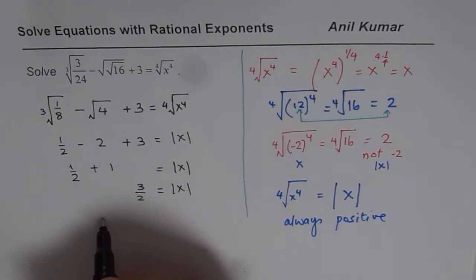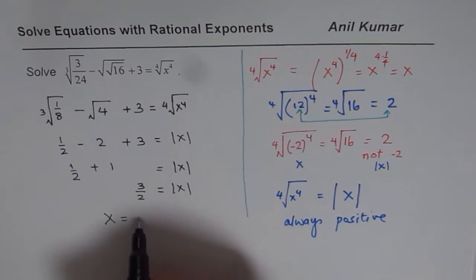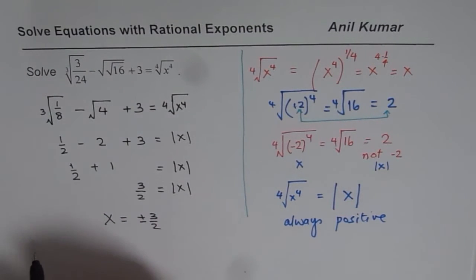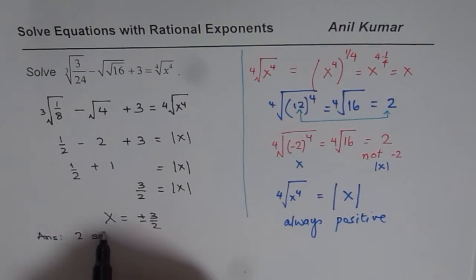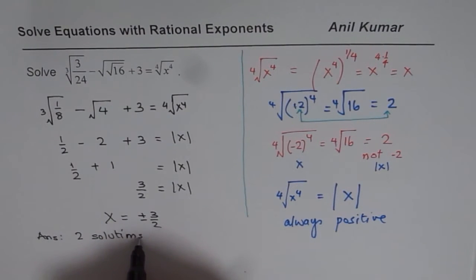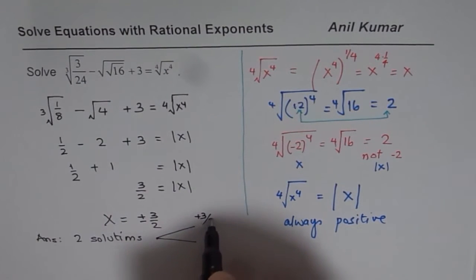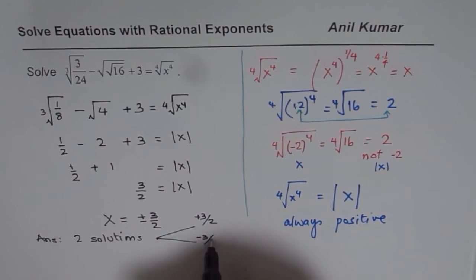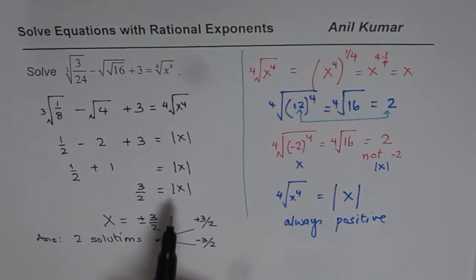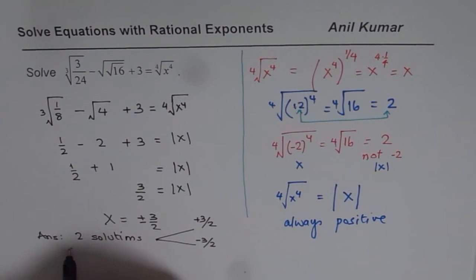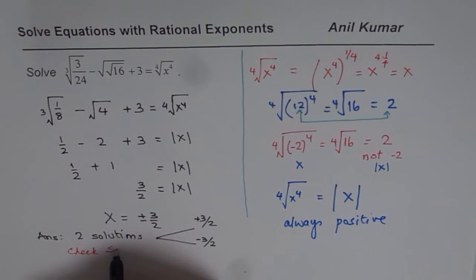Now what is x? From here you can say x equals plus and minus 3 over 2. So we have two solutions. Do you see that? So our answer is we have two solutions, and these solutions are plus 3 over 2 and minus 3 over 2. Do you understand? We have two solutions, not just one. Now that is very important. What you can do is you can check the solution.